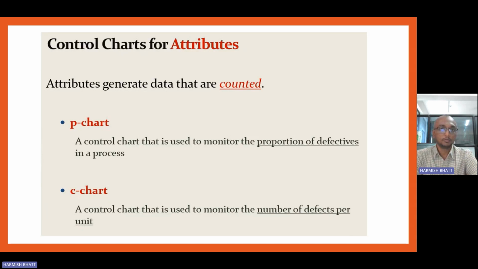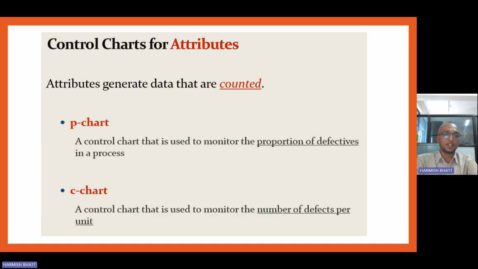So basically we are going to count a particular kind of defect, or a particular kind of geometry, or a particular kind of attribute. And after that, we are going to either select the whole lot, or we will go for the rejection of the whole lot. So first of all, let us understand what a P chart is.